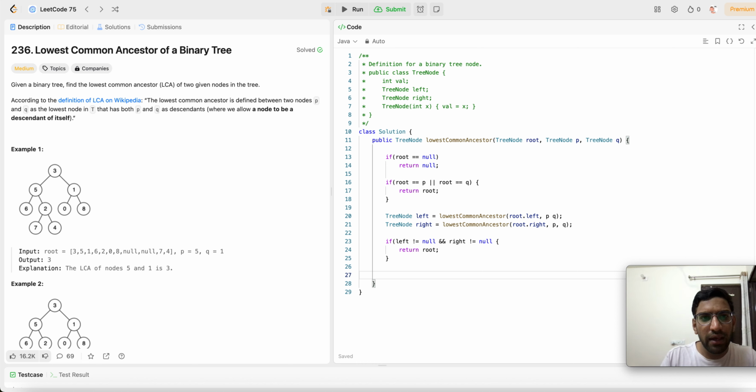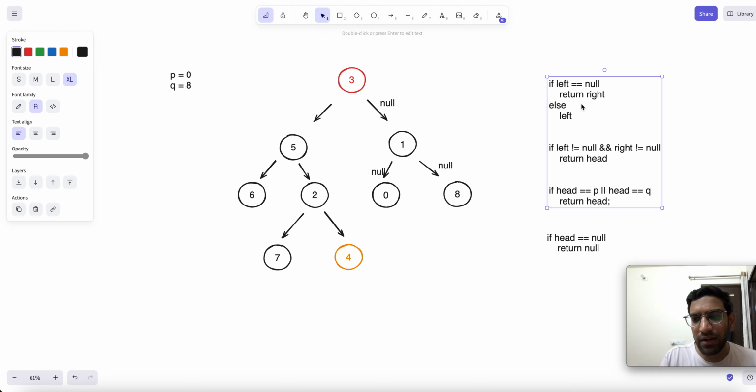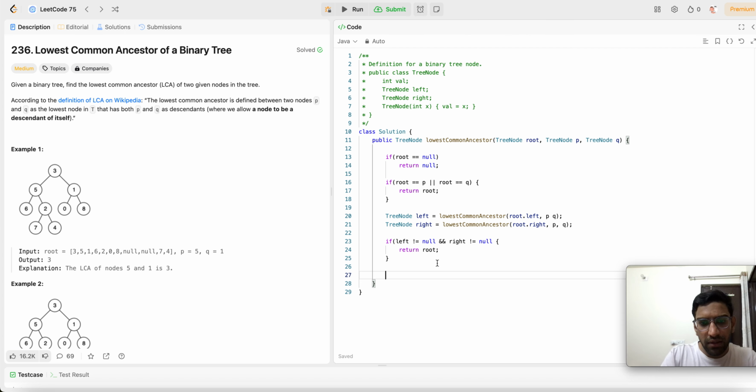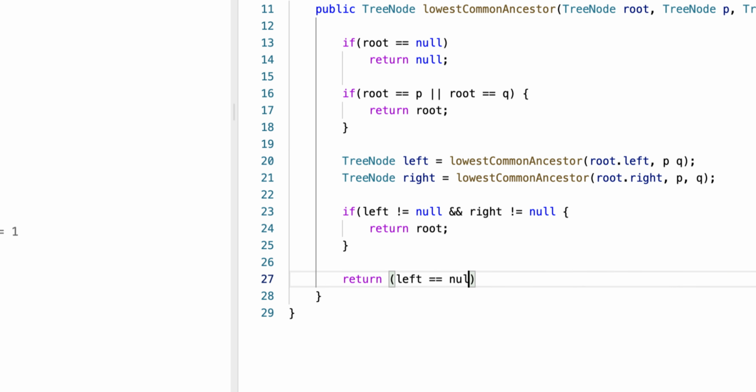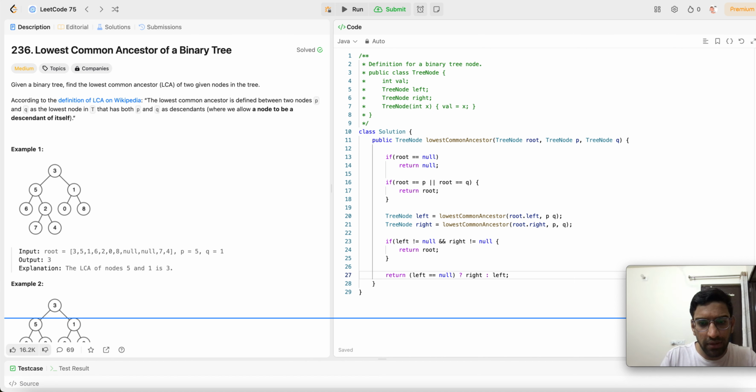Right. And the last case is if both the nodes lie either in the left subtree or the right subtree. If left part is null, return right, else return left. So if left is equal to null, return right, else return left. So our coding part is done. Now let's try to run our test case.